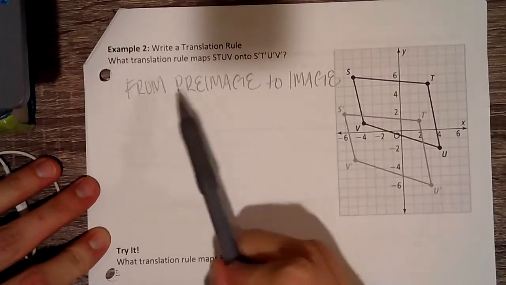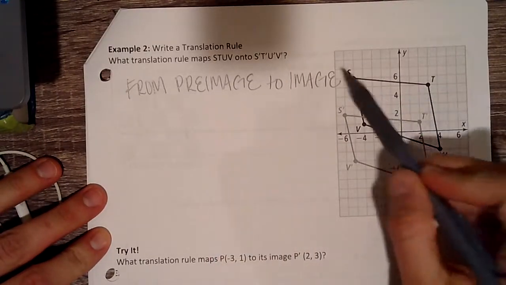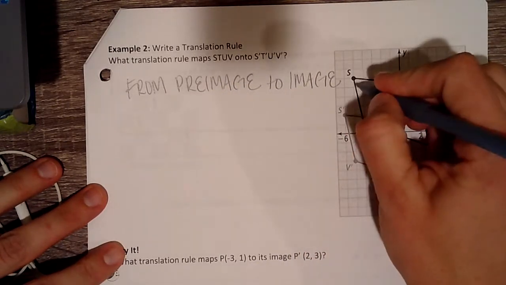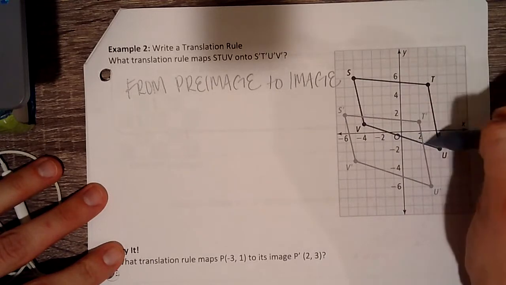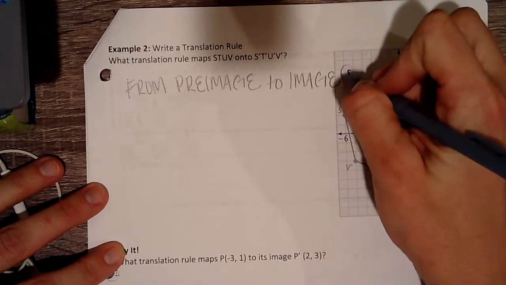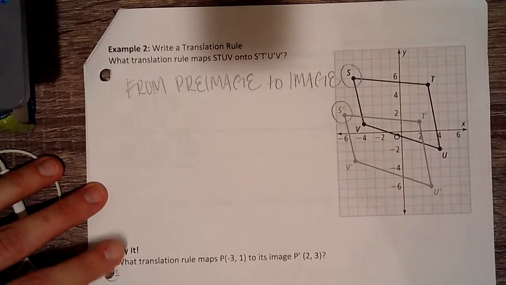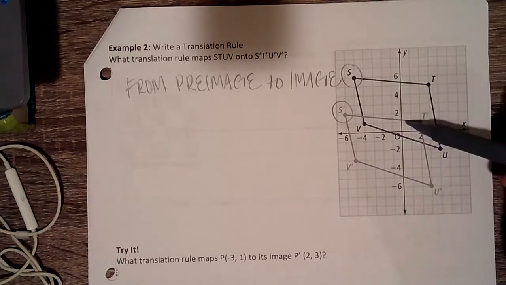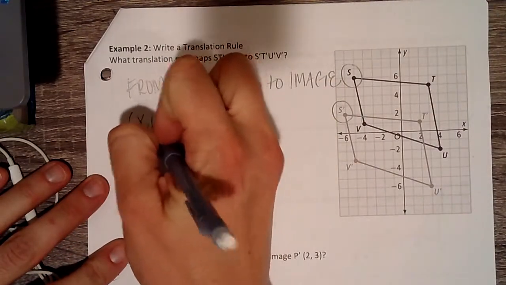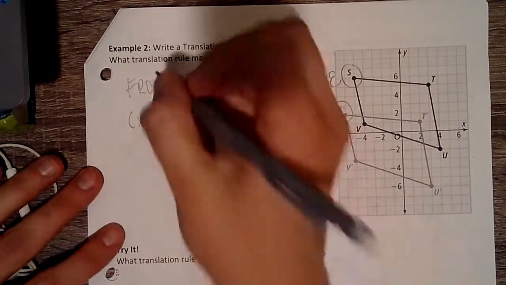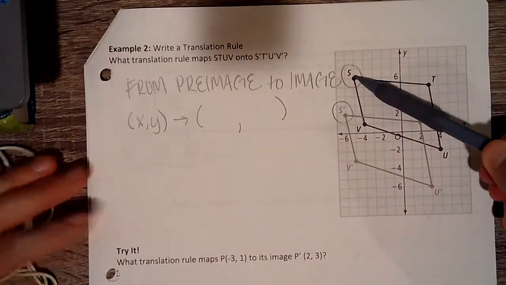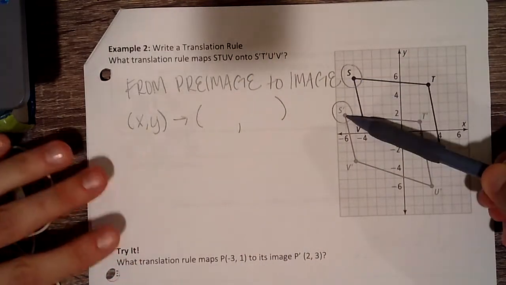So the translation rule, we're taking it from STUV to S prime T prime U prime V prime. In this case, we're going from this darker figure to the lighter one here. So you want to compare S to S prime, or you can pick any other point and compare it to its prime. But I need to figure out how to get from this XY to this XY, S to S prime.